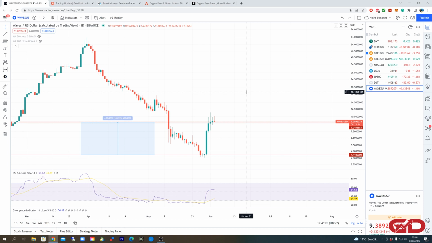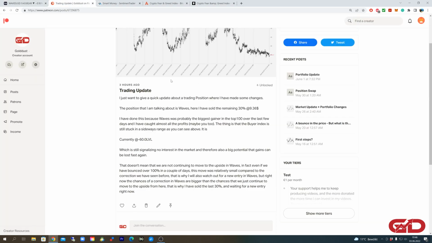When I'm doing this update video anyways, there is an update on my Waves trade. You remember that I bought back in right here, where the red line is. There I swapped my BTT, my BitTorrent, and put that into Waves, and then made the 110% profit. Sold it, you can see it right here at 9.24, and I sold 70%, and today I sold the last 30%. You can see this right here.